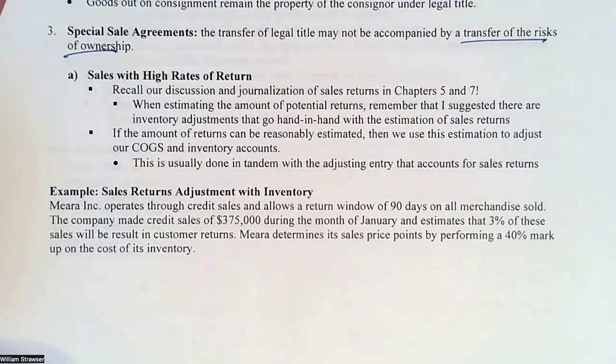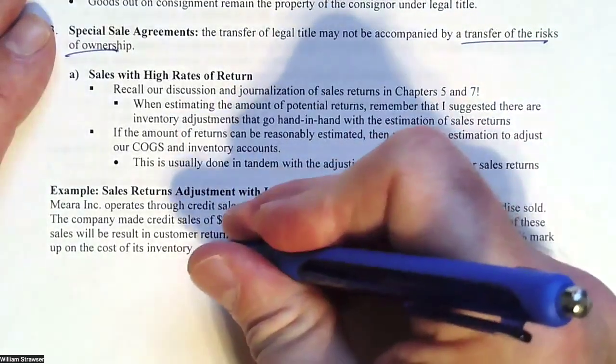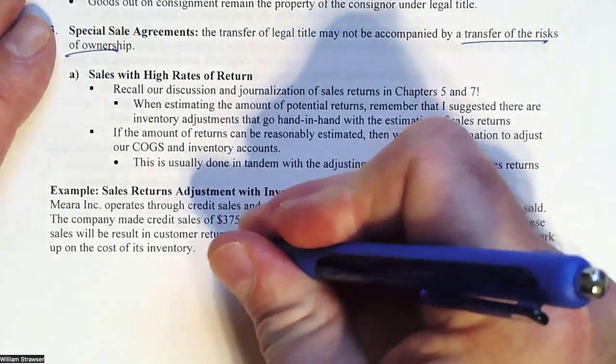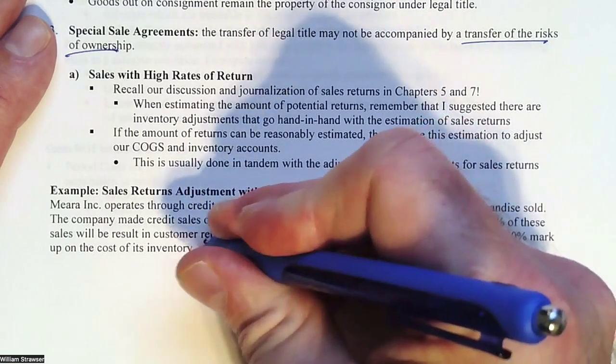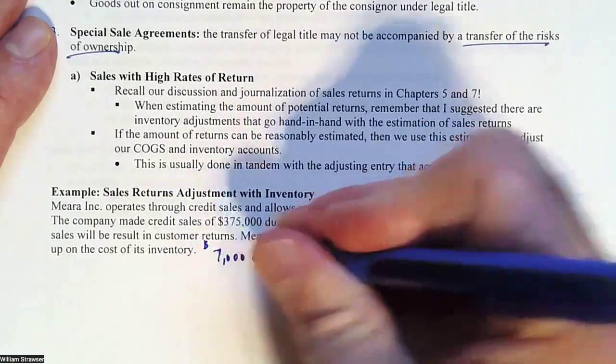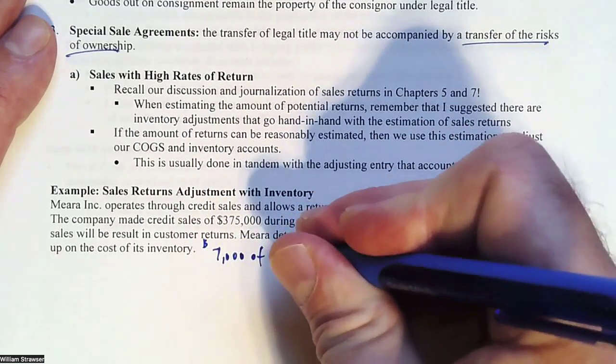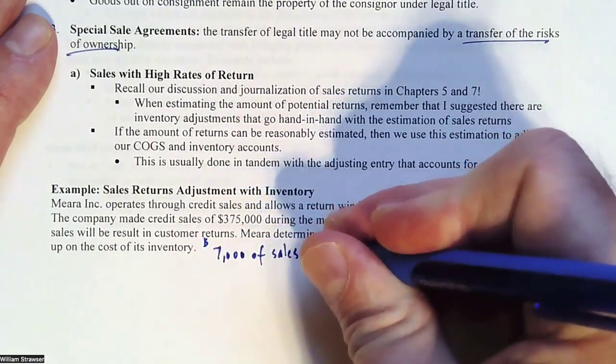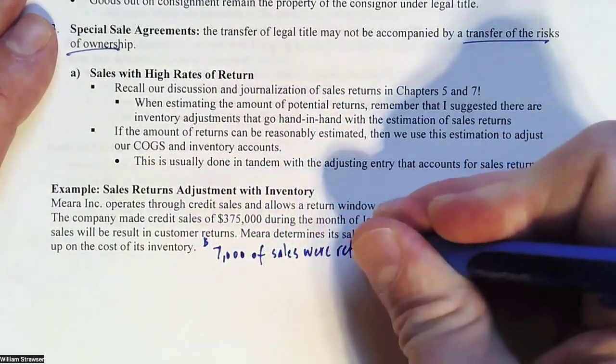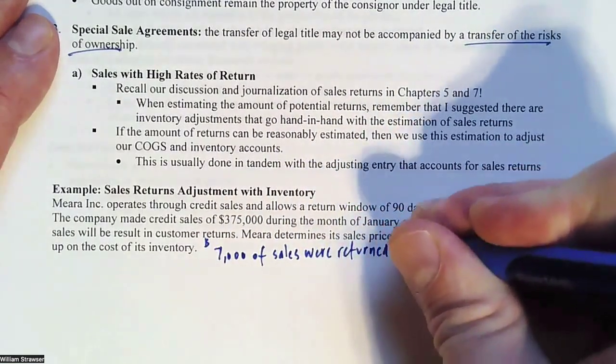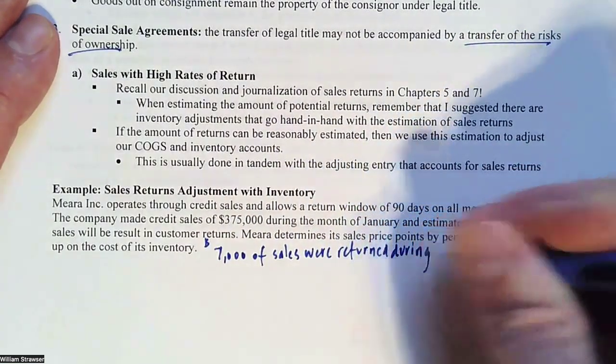So I want to add just one more thing. Basically, let's say that $7,000 of sales were returned during January.